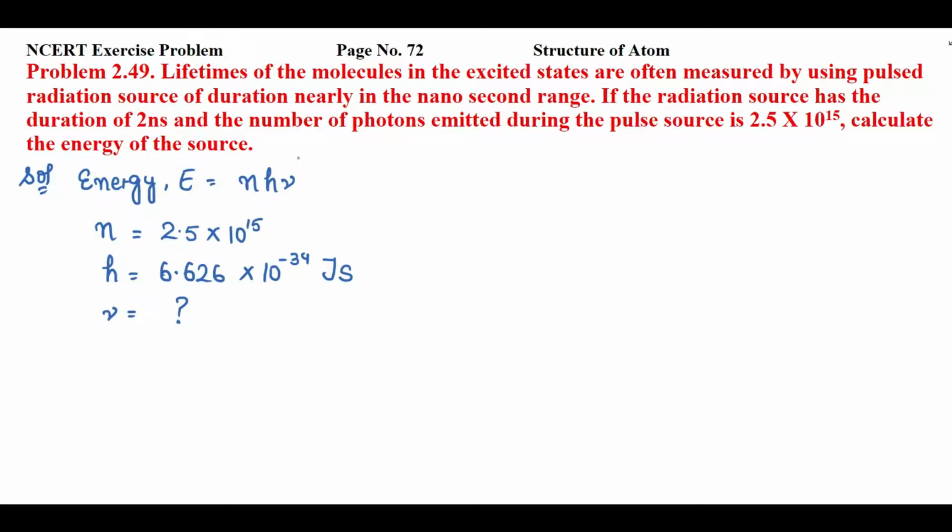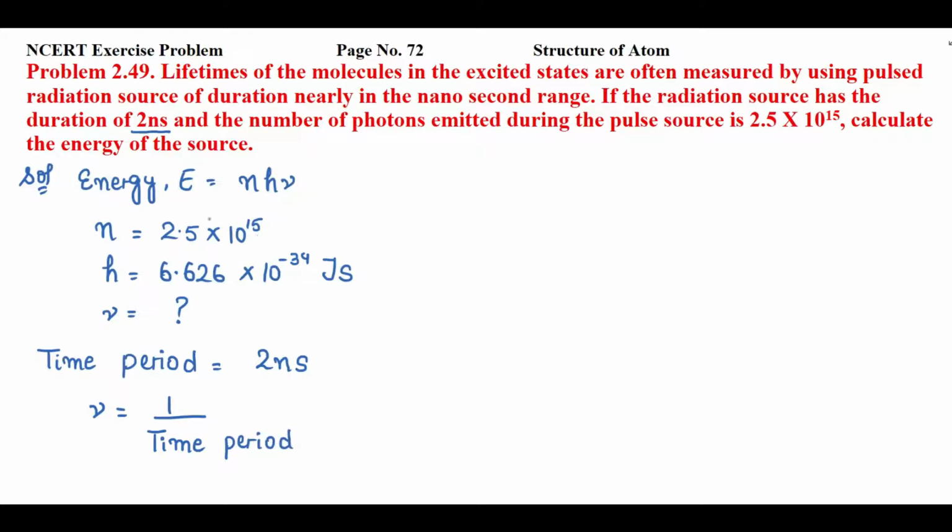So let's see the given value. We are having 2 nanosecond. That means we are having time period, right? So time period, it is 2 nanosecond, right? So formula that we can use to find the frequency equal to 1 by time period, right?